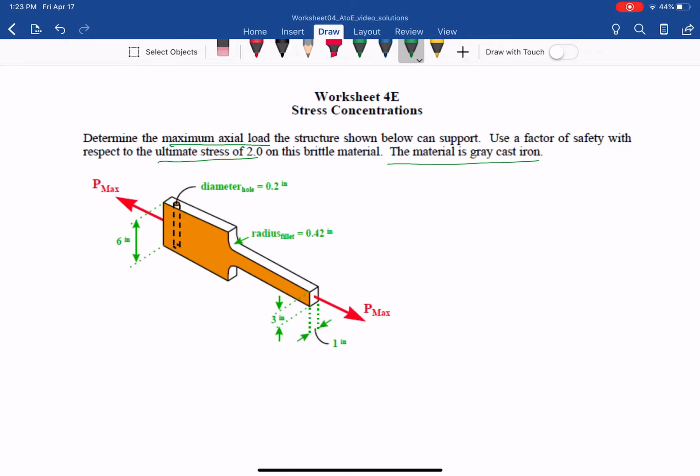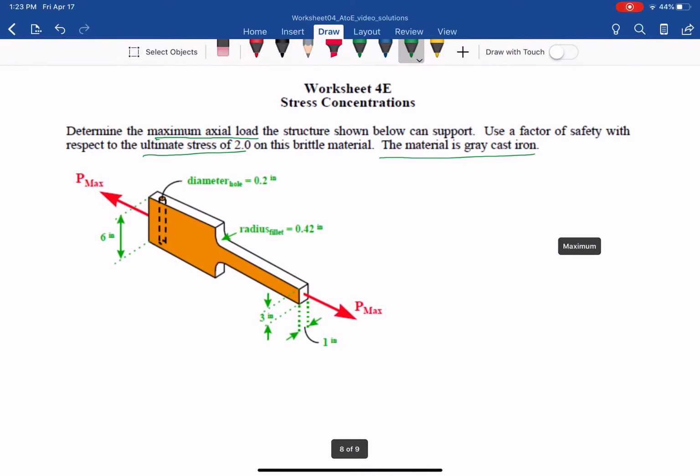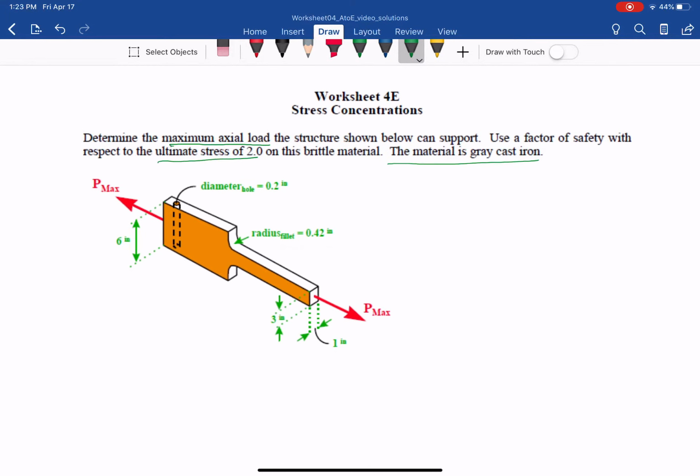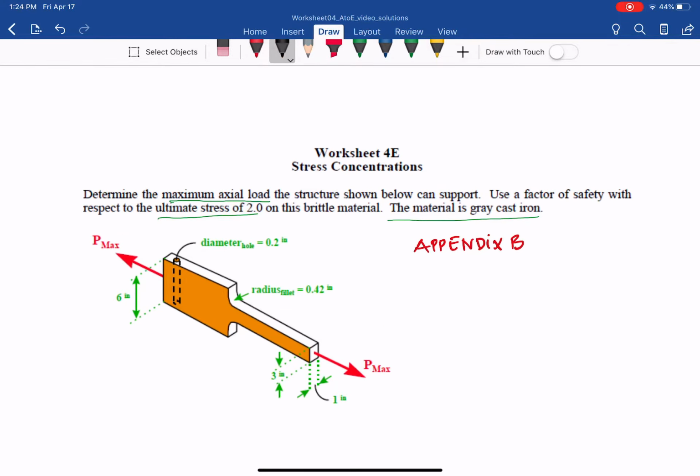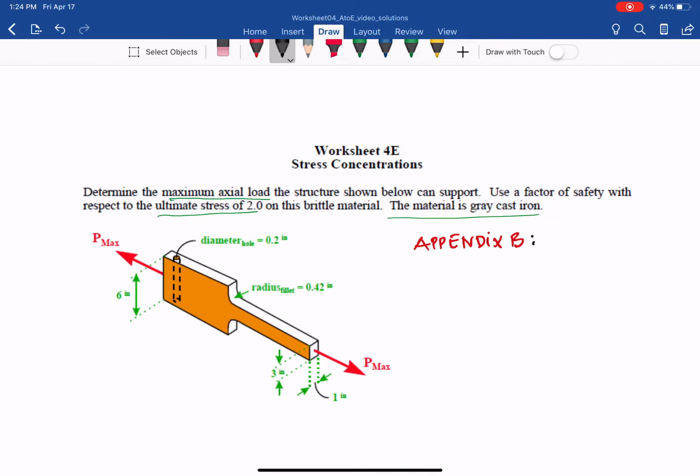So this is stress concentration and gray cast iron. Even if the problem doesn't give you the ultimate stress, you can find it from Appendix B. From Appendix B, we can find the ultimate stress of this gray cast iron.